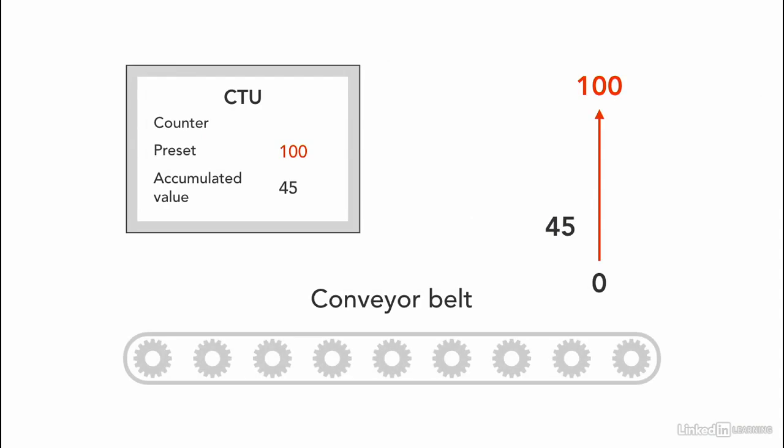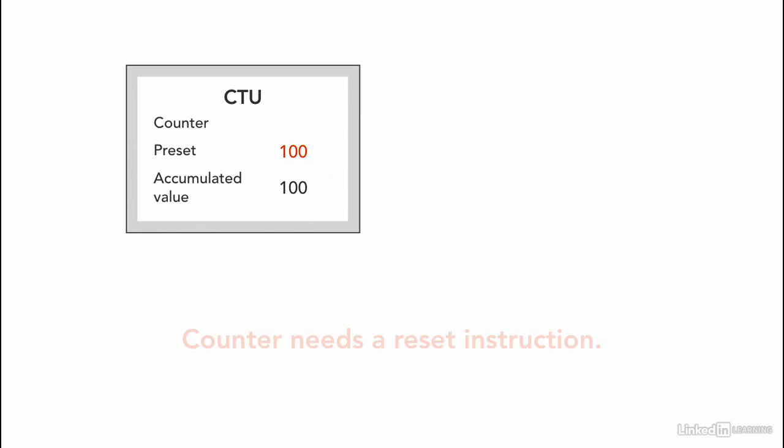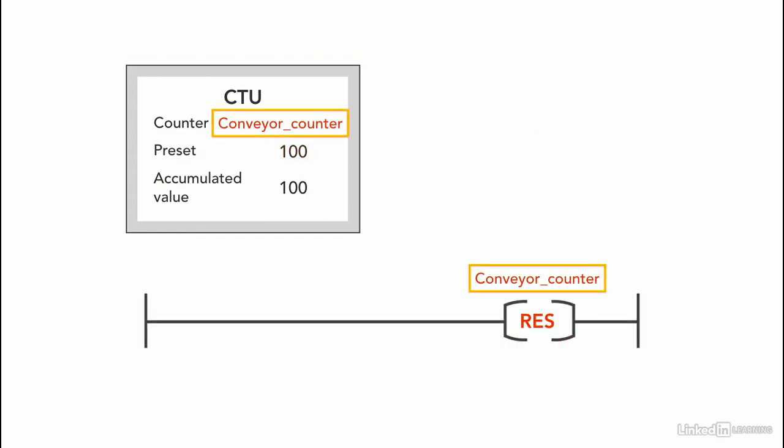So if our counter had counted 45 pieces that had passed on the conveyor, the accumulated value would be 45. And when all 100 pieces had passed on the conveyor, the counter accumulated value and the preset would be equal. At this point, the counter would signal that it is done counting and complete. Counters need a reset instruction for it to reset back to 0. The reset instruction name should match the counter name.